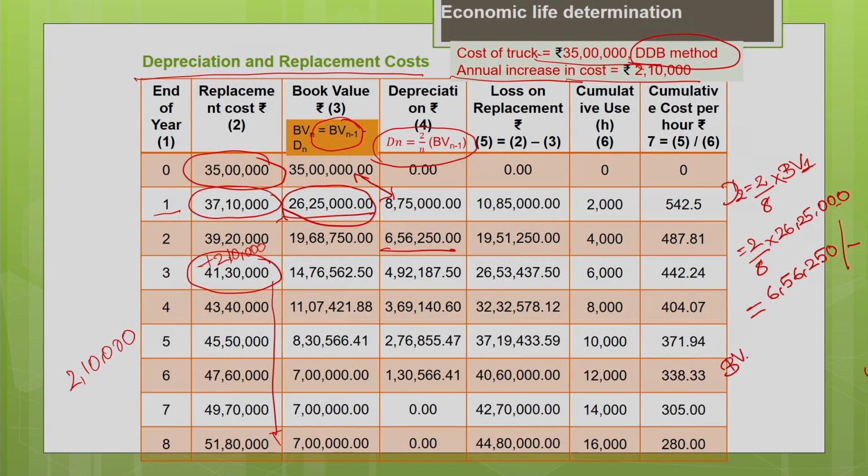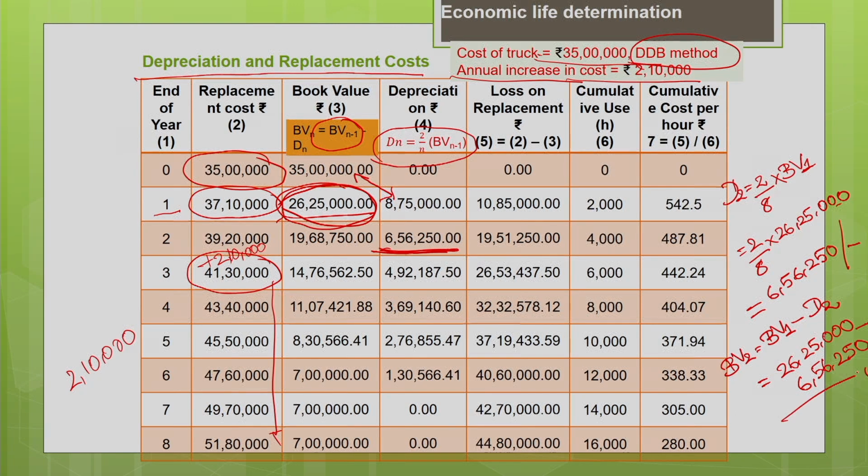Now, book value for the second year is nothing but book value at the beginning of the second year, or book value at the end of the first year, minus depreciation for the second year. So, what is the book value at the end of first year? It is nothing but 26 lakh 25,000, minus your depreciation for the second year. Depreciation for the second year is 6,56,250.